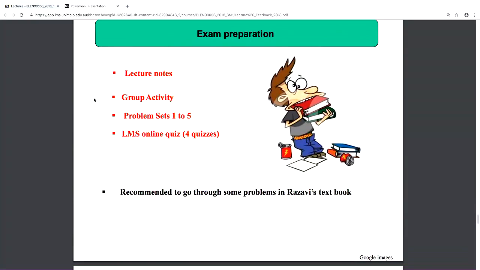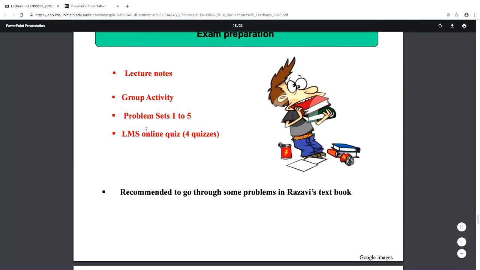Then exam preparation. I would encourage you to go through the lecture notes. Then the group activity, the problems that we discussed. Then we have problem sets 1 to 5, so please go through those. And then there are some LMS online quizzes from 4 sections. If you have already done all these by this time, then what will you do? Maybe you can go through some problems in Razavi's textbook. So these are the important things.